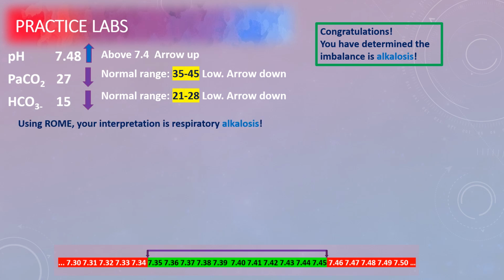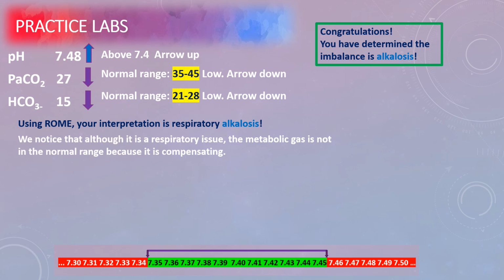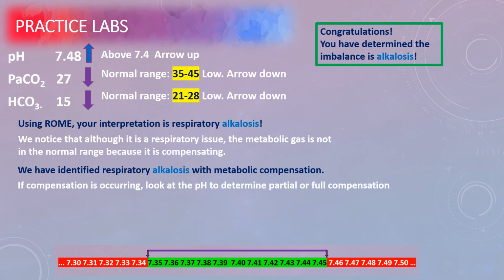Using ROME, our interpretation is respiratory alkalosis. We notice that although it is a respiratory issue, the metabolic gas is not in the normal range because it is compensating. We have identified respiratory alkalosis with metabolic compensation.